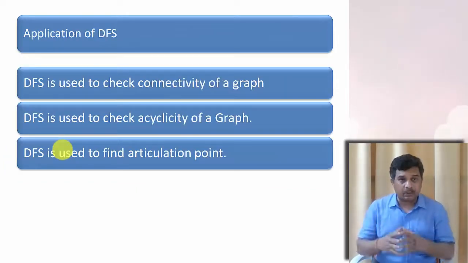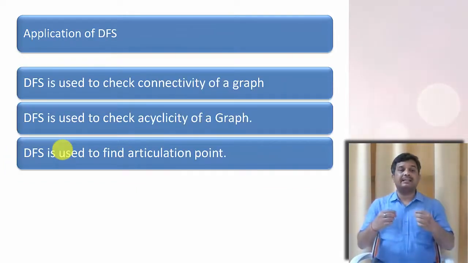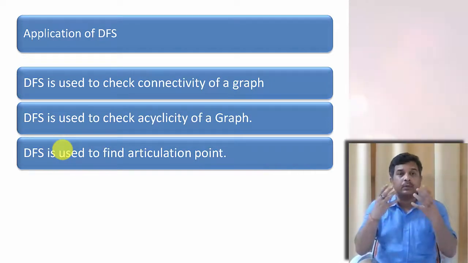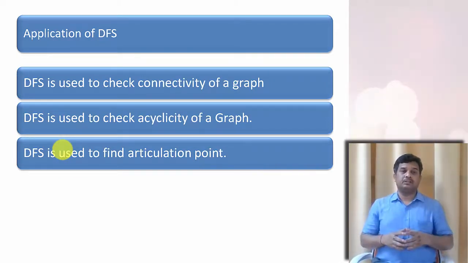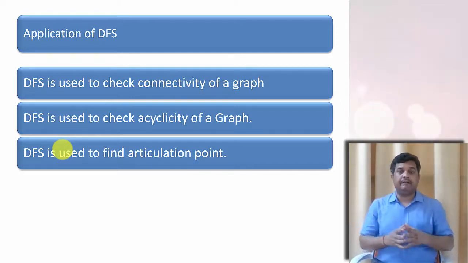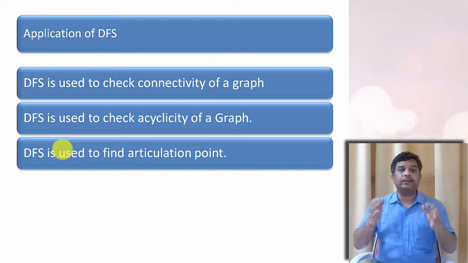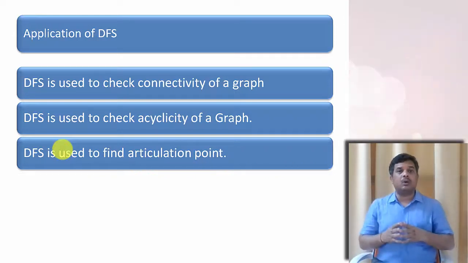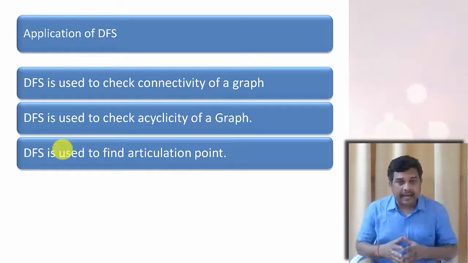Before we start, let us try to understand what the applications are, where we are going to apply depth-first search. Depth-first search is applied to check the connectivity of the graph. It is applied to check whether the graph is acyclic or not, and it is used to find the articulation point.